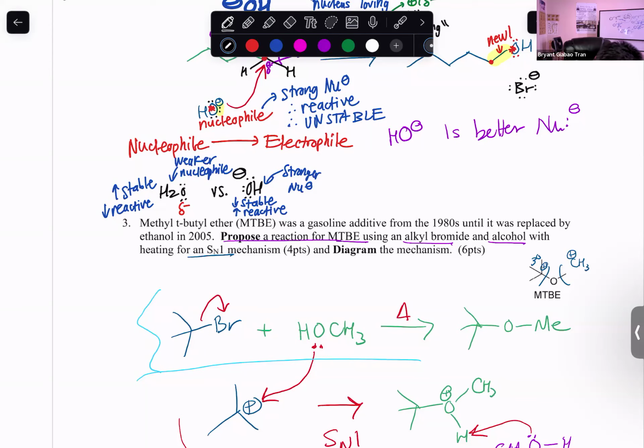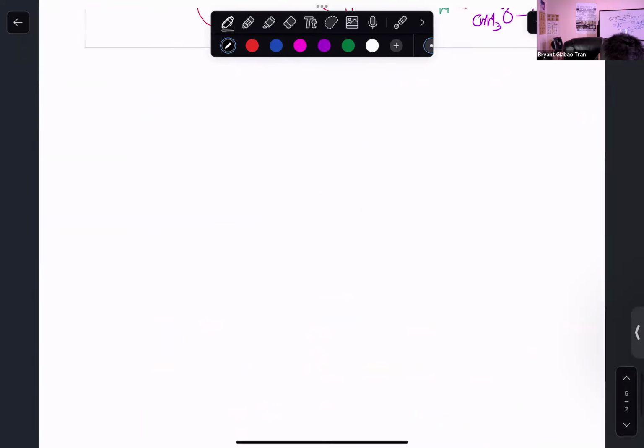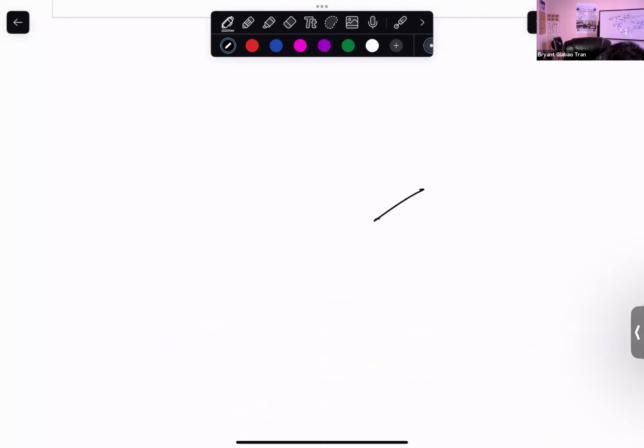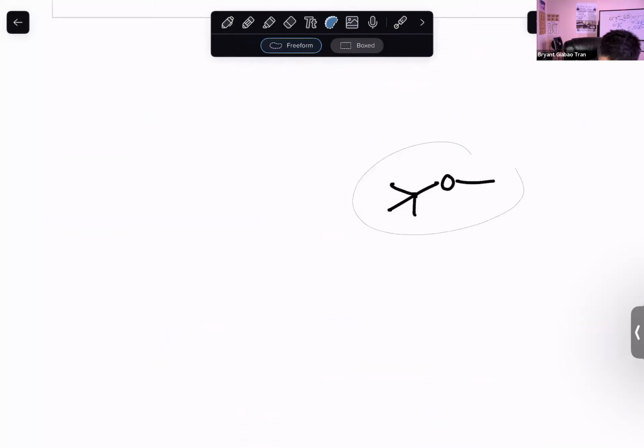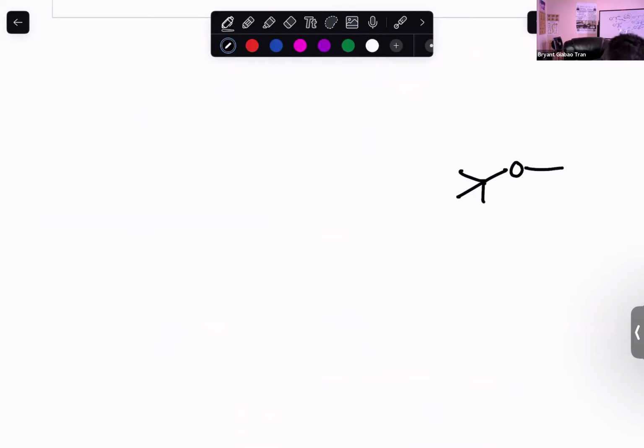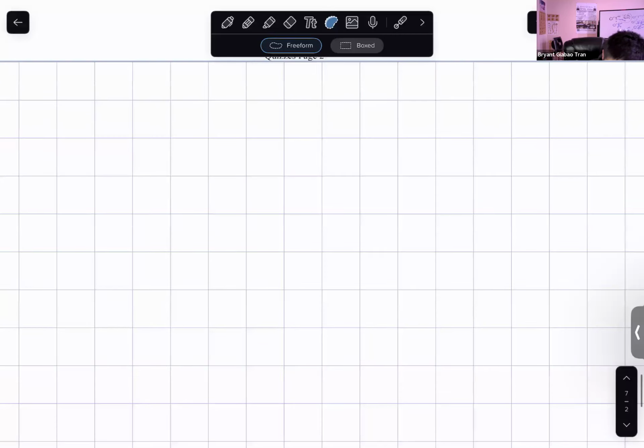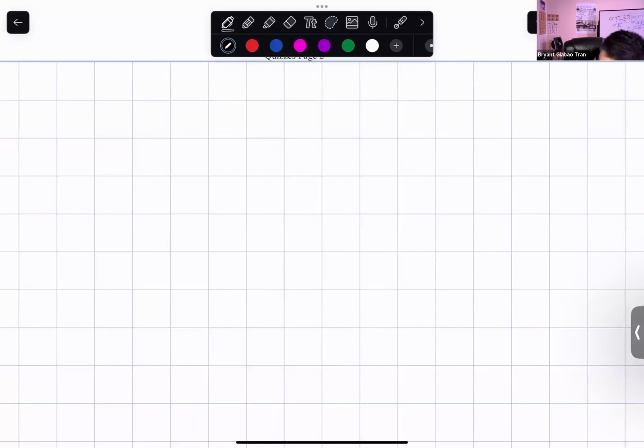Okay, alkyl bromide and alcohol. Okay. So they're asking us to form, or synthesize, this ether here from an alkyl bromide in an SN2 reaction. And I mean SN1 reaction. Right. Where in SN1 there's going to be multiple steps.